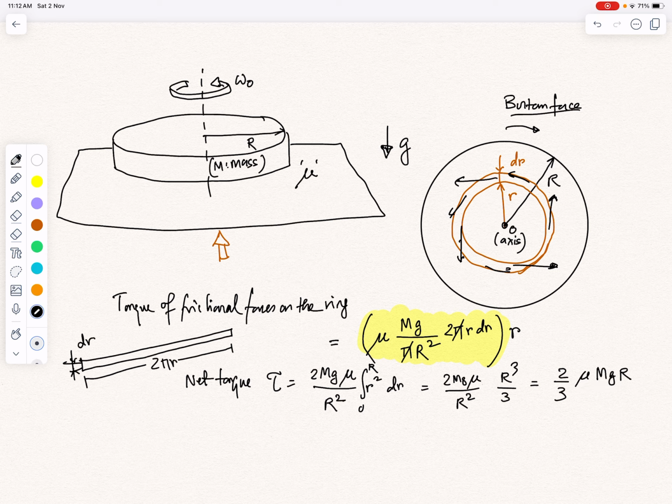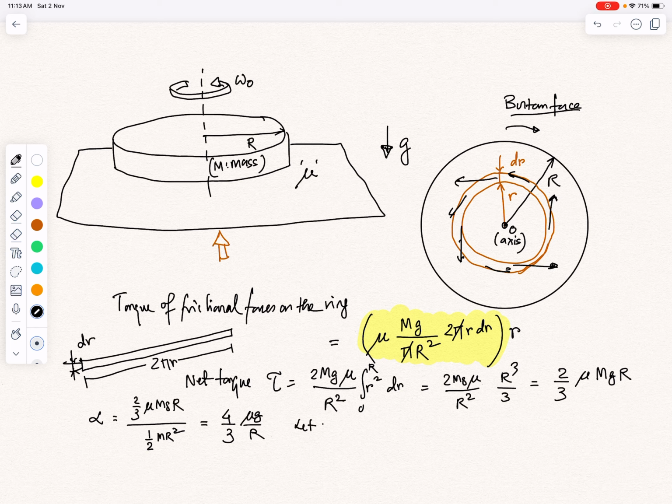So now this angular acceleration, or angular retardation in this case, is equal to 2/3 mu mgR divided by the moment of inertia. For the ring it's half mr square, but for the disk, sorry, not the ring, it's a disk, moment of inertia is half mR square. So after dividing, we get alpha equal to 4 by 3 mu g by R.